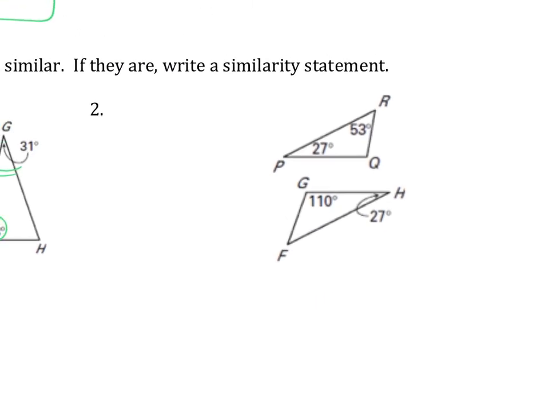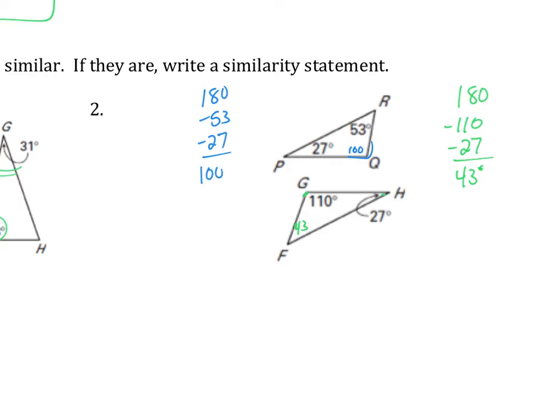And number 2. So we have to find the missing angles. So to find angle F, we would do 180 minus angle G and angle H. So minus 110 minus 27. 180 minus 110 minus 27 is 43 degrees. Okay, and then if we wanted to find angle Q, we would do 180 minus 53 minus 27. 180 minus 53 minus 27 is 100.